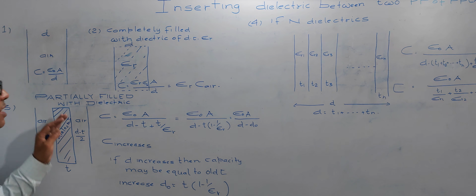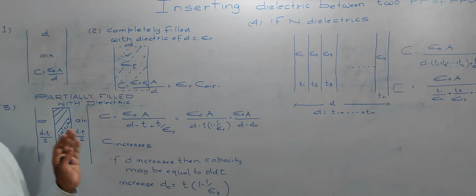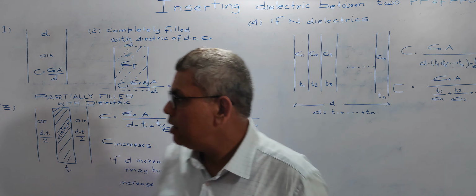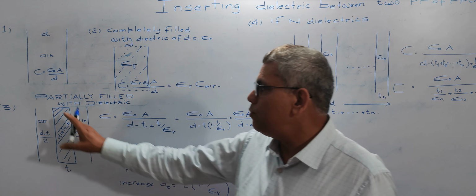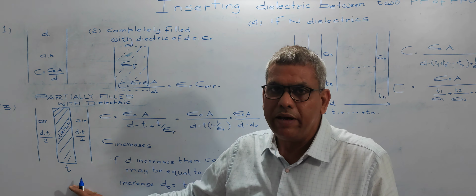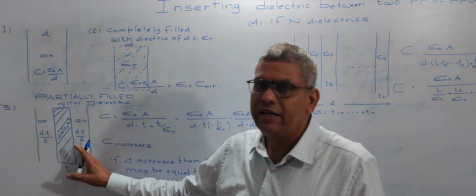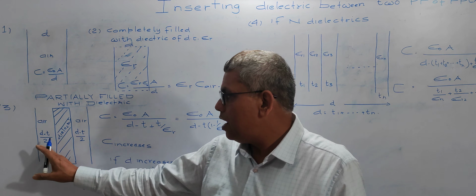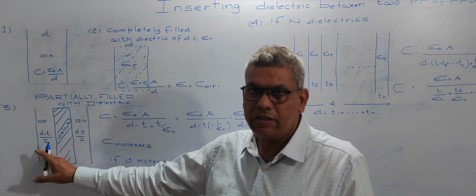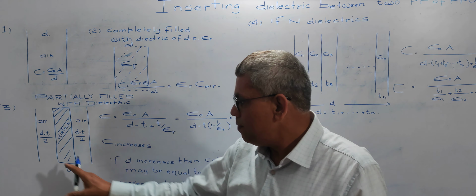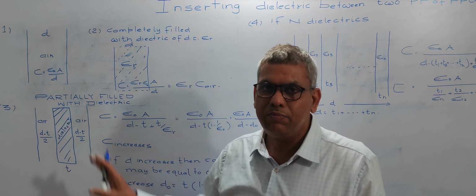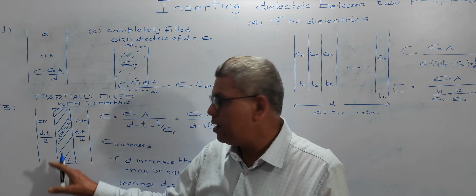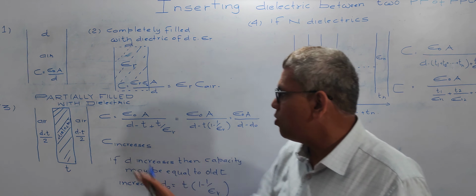Now, when the dielectric is not completely filling the space between the two plates of the capacitor, in that situation, what will happen when a dielectric of thickness T is placed? Both sides air is there. So the thickness of air in which electric field exists is D minus T, and in T thickness the electric field is in the medium. The electric field in the medium is the electric field in air divided by epsilon r, if the dielectric constant is epsilon r.